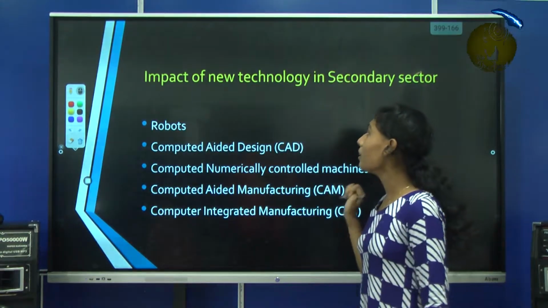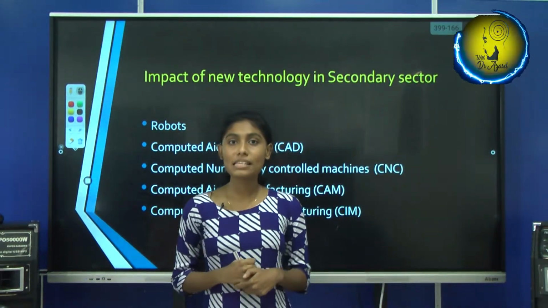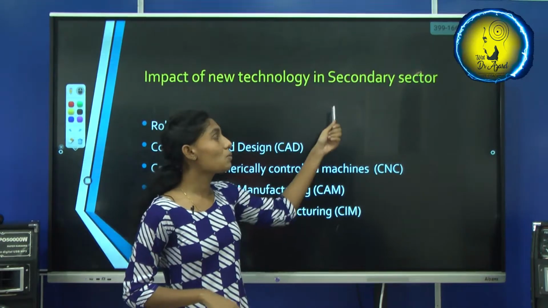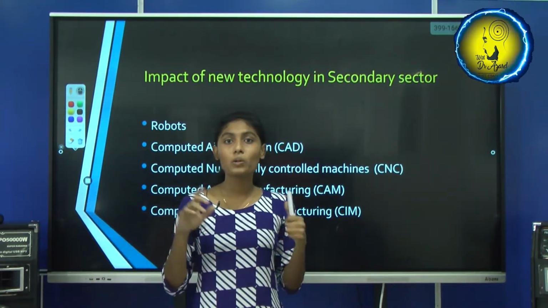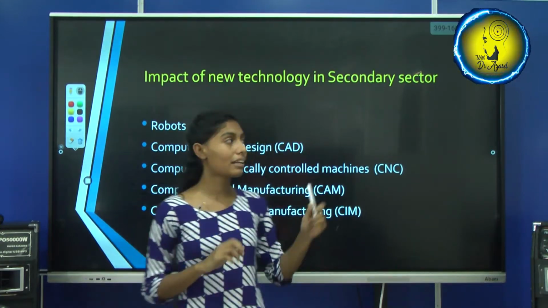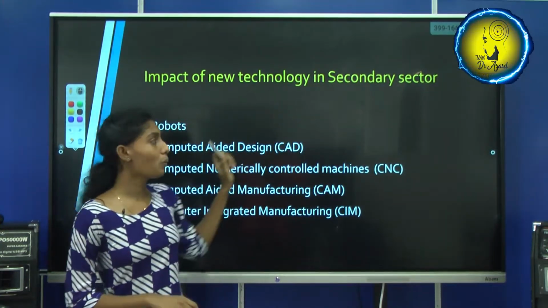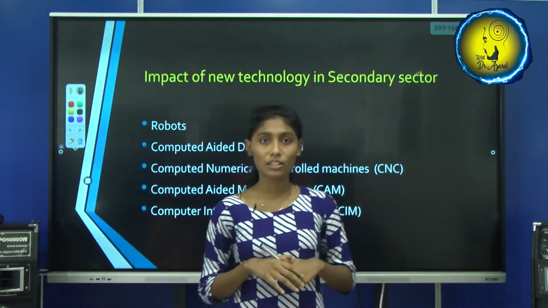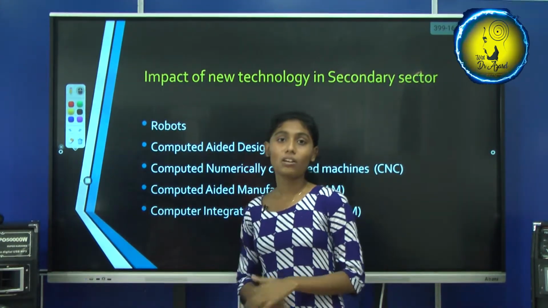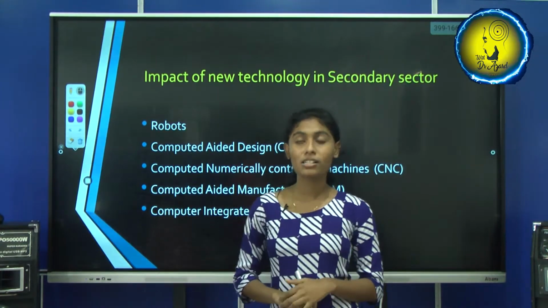Then we have the secondary sector. What do you mean by secondary sector? That means we use technology for the construction and manufacturing process. What do you manufacture and what do you construct in this? So in this sector we use robots. We use robots for constructions and manufacturing, for machines and all these assembly lines, automations and all.